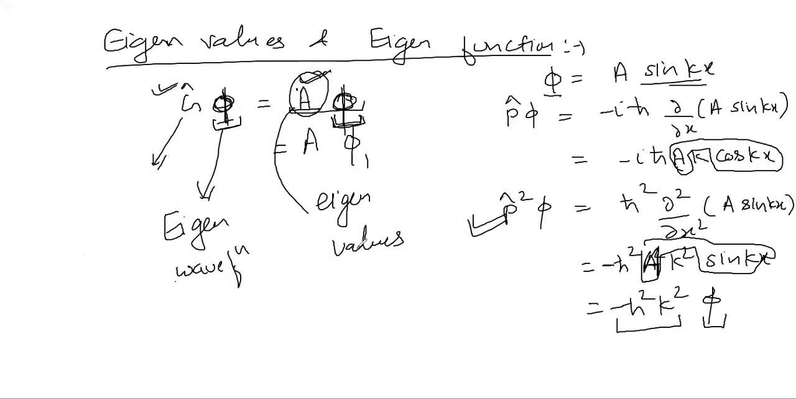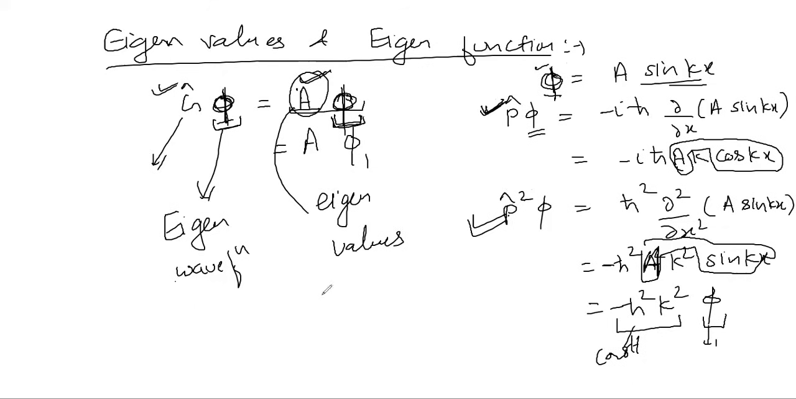This means that you can now say that when this p operator acts on the psi, this wave function here is not an eigen wave function for the momentum operator. But this wave function is an eigen wave function for p square, because you get some constant and you get the wave function back as it is.